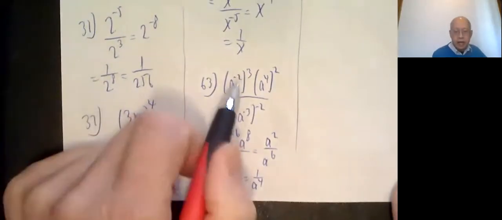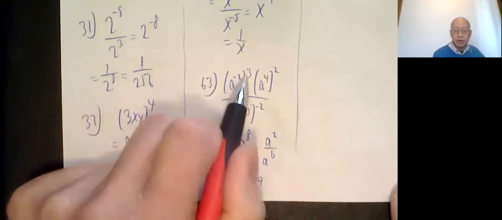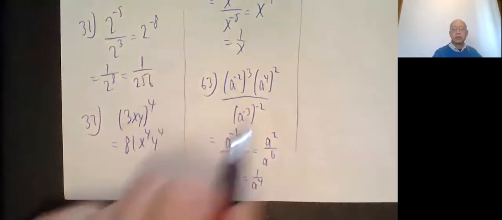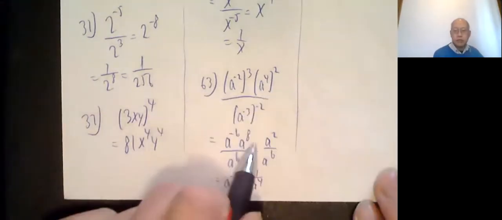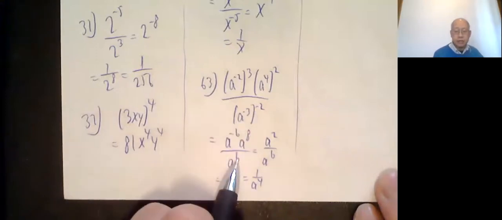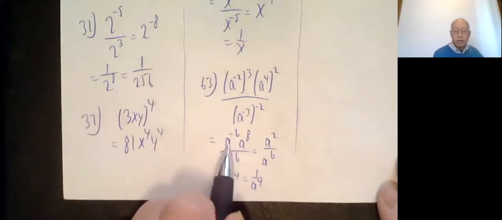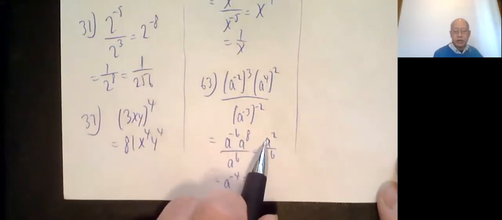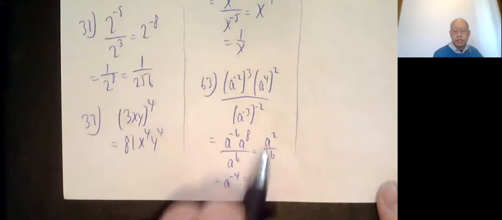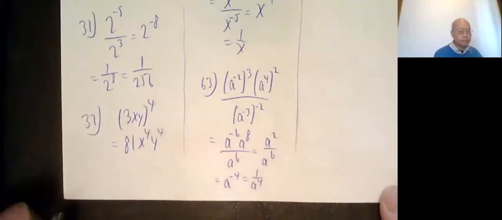Okay, 63, I clean this up, clean this up, clean this up. So a to the negative 2 times 3 is negative 6. a to the 4 times 2 is 8. a to the negative 3 times negative 2 is 6. Okay, then I combine these two. a to the negative 6 plus 8 is a squared. And then a squared over a to the 6th. I subtract the exponents. 2 minus 6 is negative 4. a to the negative 4th means 1 over a to the 4th.